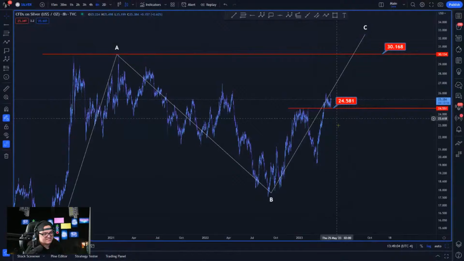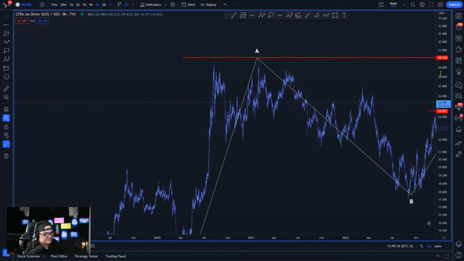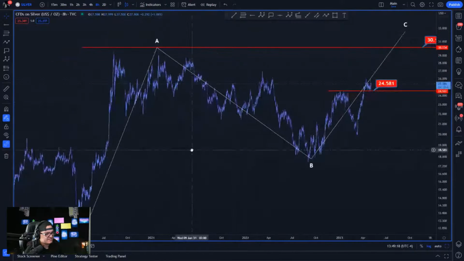Silver, same thing. We've been dancing around $24 for a while. So I ultimately think if we can't get back below 24.58, I'm looking for $30 to be tested, which is the previous high off of the very large ABC here. You can see in frame.